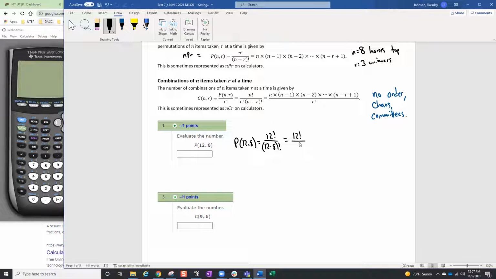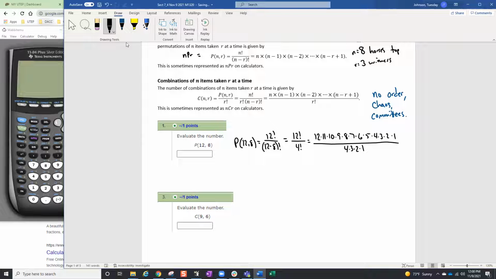12 and every number multiplied below it. 12 minus 8, that's 4. So what we really have is 12 times 11 times 10 times 9 times 8 times everything, right? All the way down. And that's why we came up with a shorthand notation, this factorial, because nobody wants to write all those numbers. 4 factorial, that's easy. That's 4 times 3 times 2 times 1.